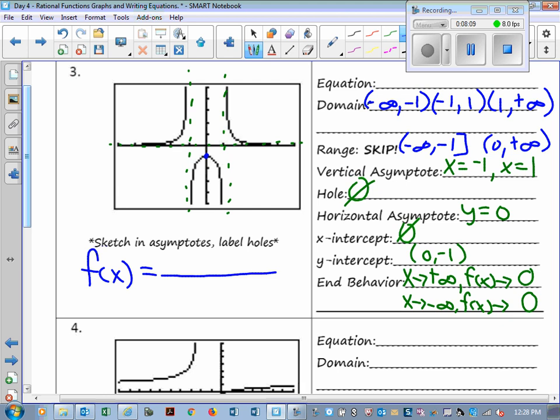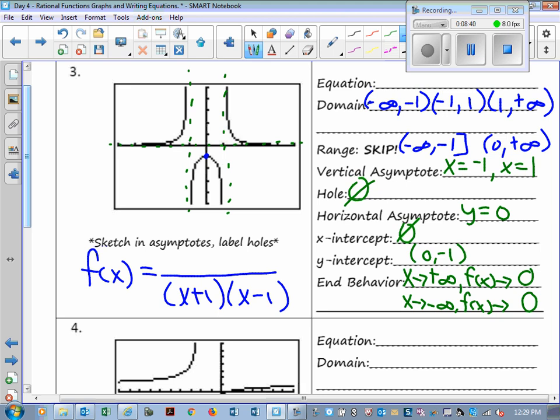All right, what do I look at to find my denominator? Vertical asymptote. So what am I going to have in my denominator? x + 1, x - 1. All right, x + 1 and x - 1. Or x squared - 1.